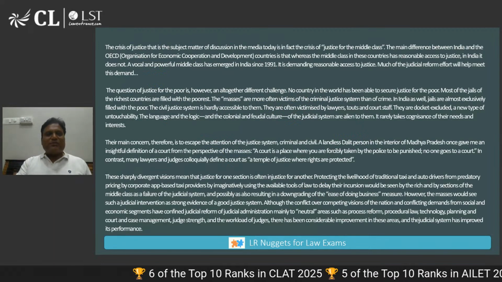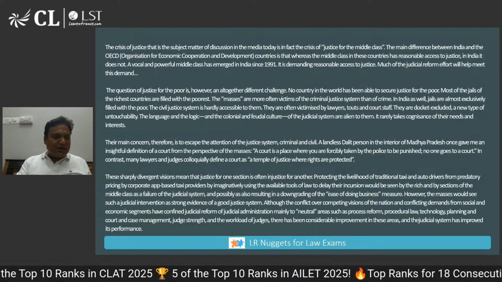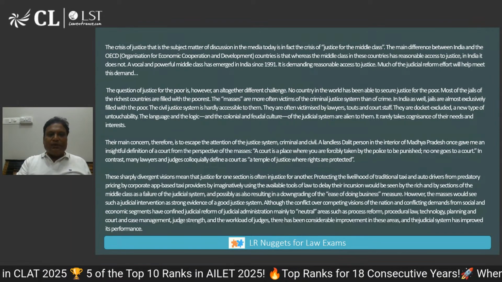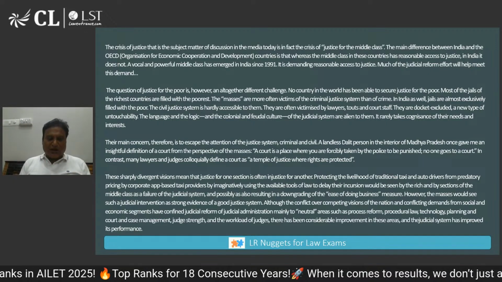Now let us go to the next passage. This is again a CLAT passage. I'm giving you 3 minutes time, and in that time you read the passage, and then we will go to identify the main idea.